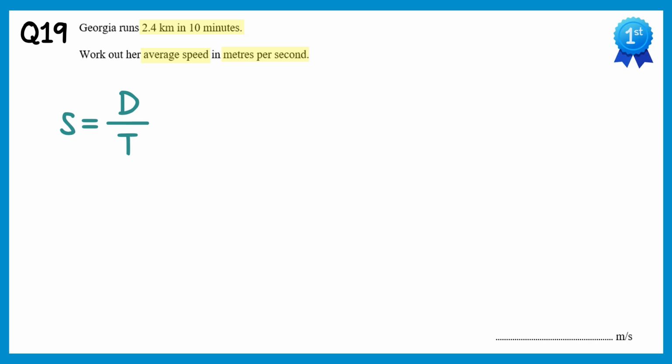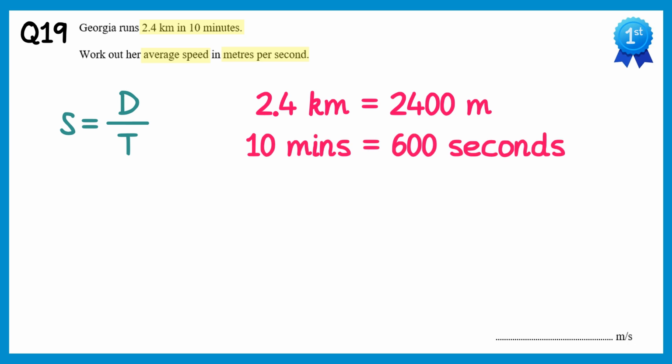So starting with the 2.4 kilometers, there are 1,000 meters in a kilometer. So 2.4 kilometers, if we multiply this by 1,000, gives you 2,400 meters. And now for the minutes, there are 60 seconds in 1 minute, so if we do 60 times 10, we find out that 10 minutes is 600 seconds.